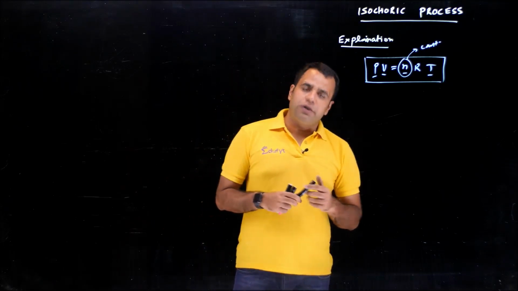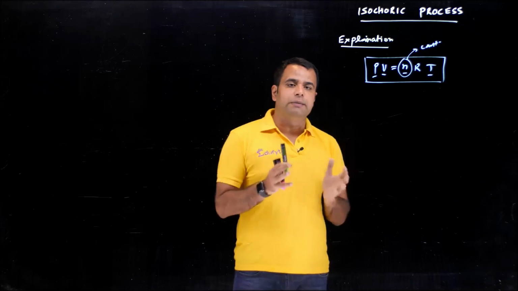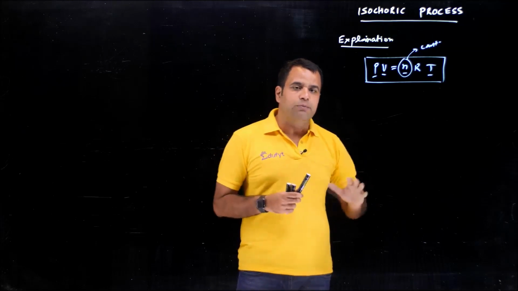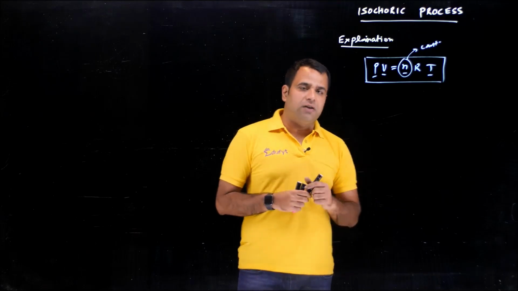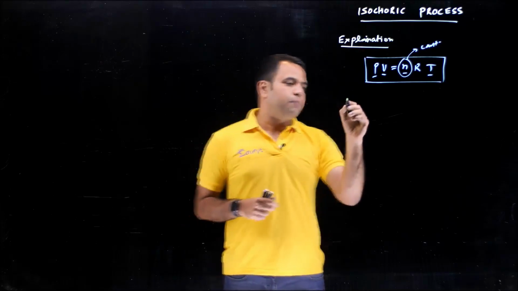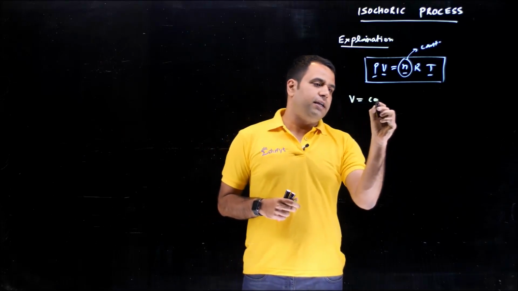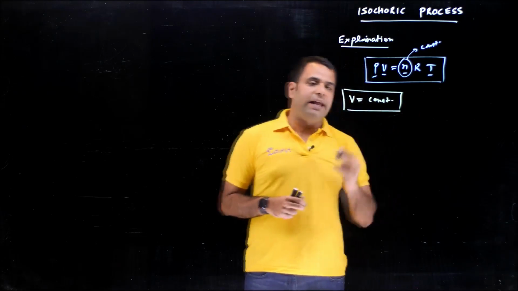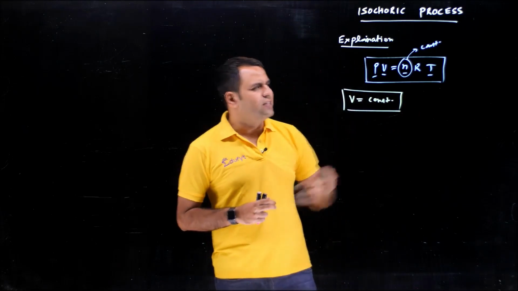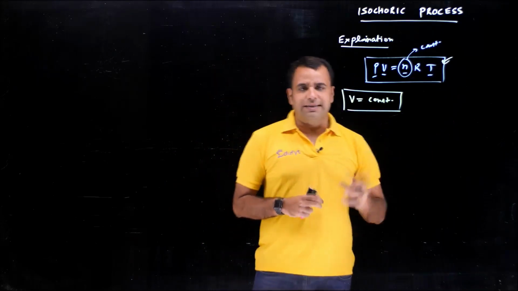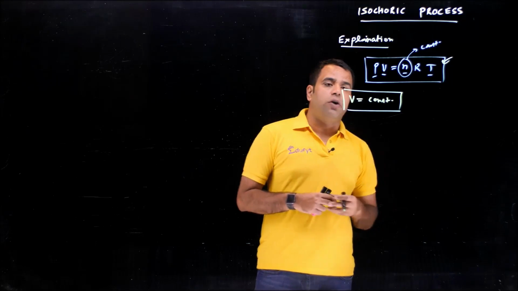So the isochoric process is a process where the volume of the system remains constant, meaning you don't change the boundary of the system. The volume of the system throughout the process, you maintain that constant. Whatever you are changing, you should not be changing the volume. So the isochoric process is a process where V is a constant. This is one of the equations of the isochoric process. This is the general equation which it always follows. So V is the constant.